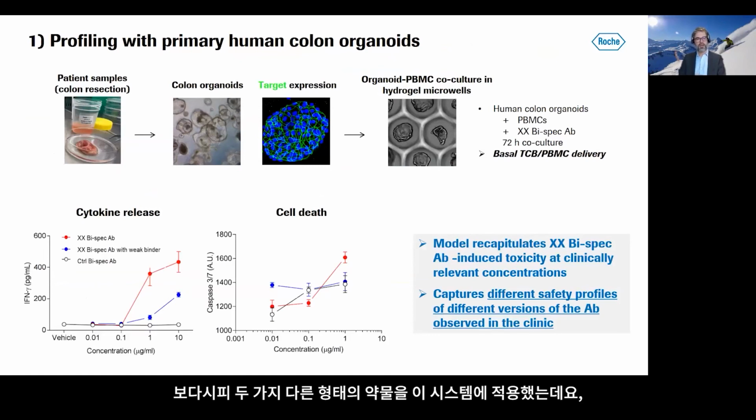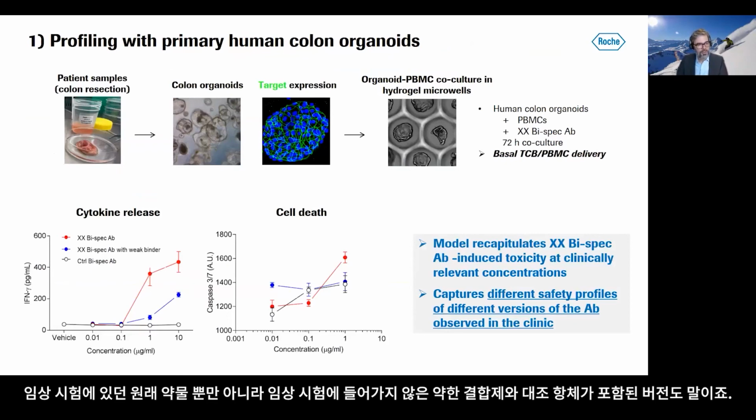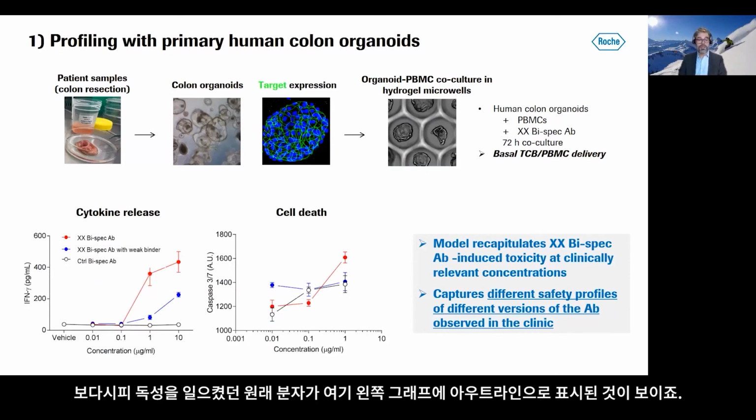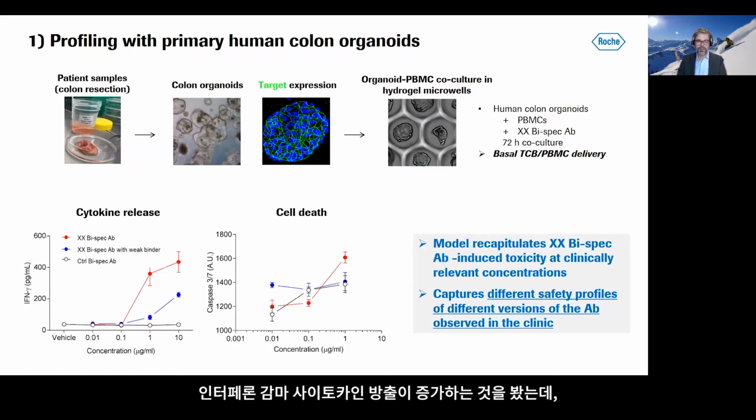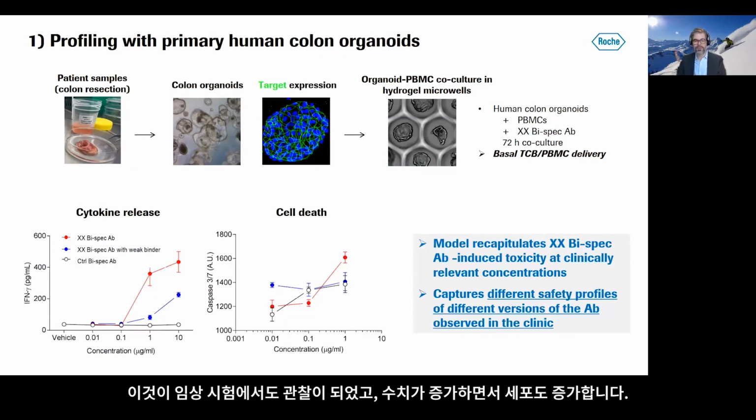And as you can see then, after applying different versions of the drug to this system, so the original drug that was in the clinic, but also a version that didn't make it into the clinic, which has a weaker binder, and a control antibody. And as you can see, with the original molecule that caused the toxicity, as outlined here on the left-hand graph, we saw an increased release of interferon gamma, so cytokine release, which was also observed in the clinic, and also with increasing concentration, increased cell death.